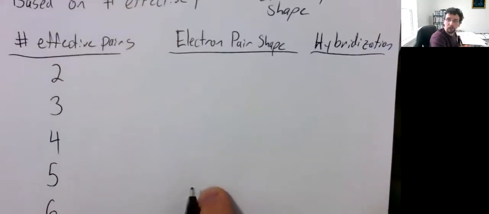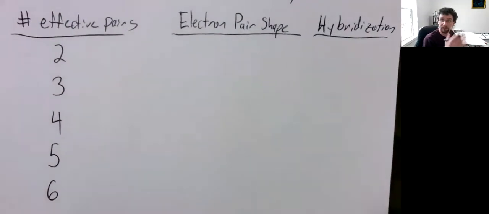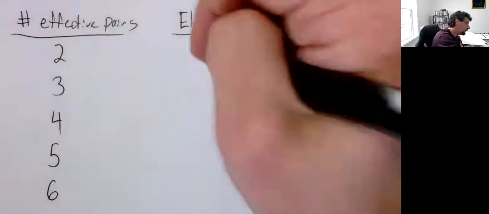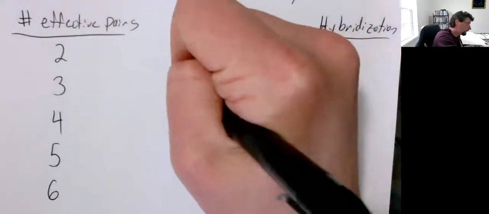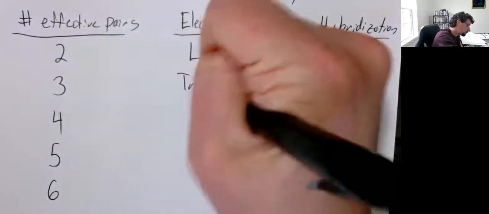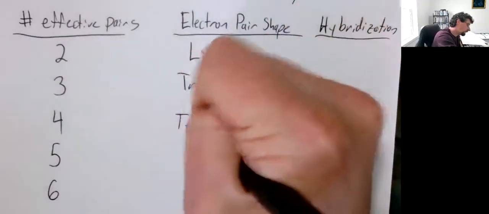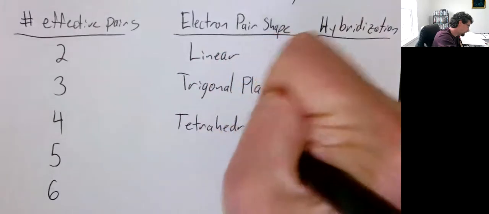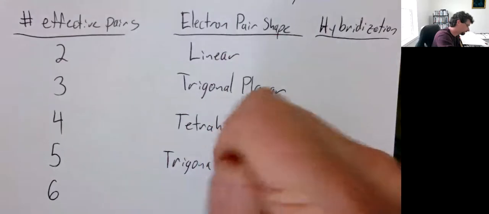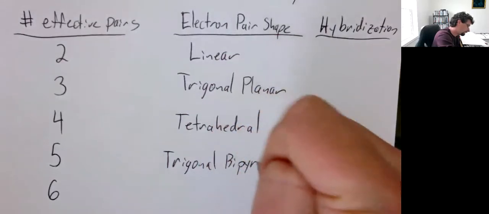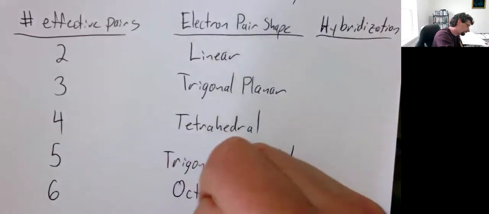If you're not sure what the electron pair shape would be, you should go back and review it. I again have another video on that. Feel free to check that out. We know if we have 2 effective pairs, we have a linear electron pair shape. 3 effective pairs we just talked about, trigonal planar. 4 effective pairs would be tetrahedral. 5 effective pairs gets us trigonal bipyramidal. And 6 gets us octahedral.